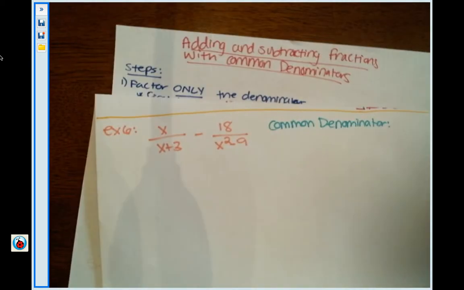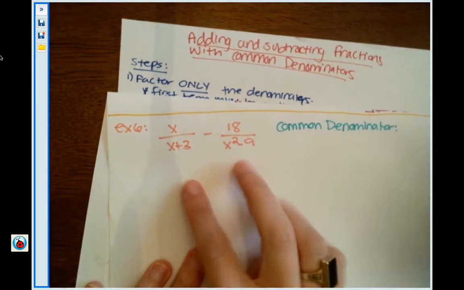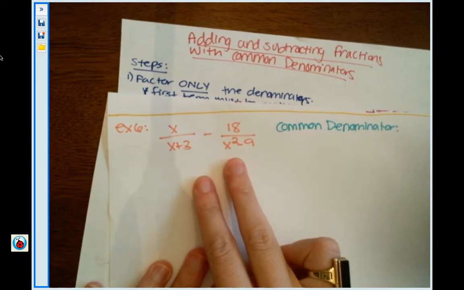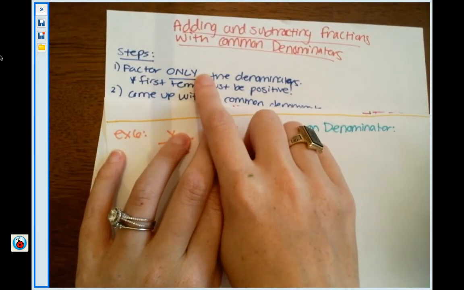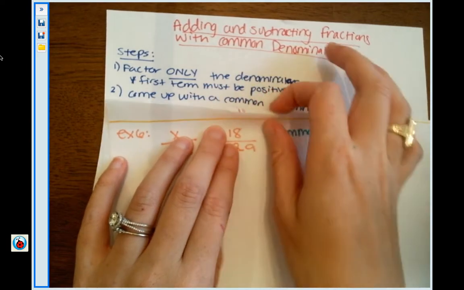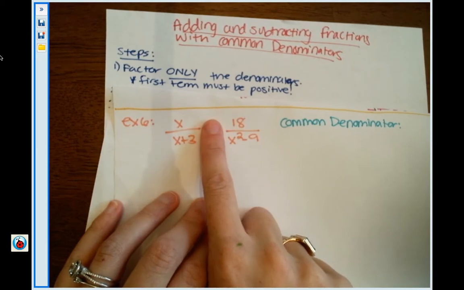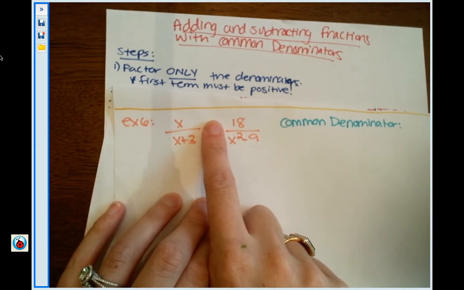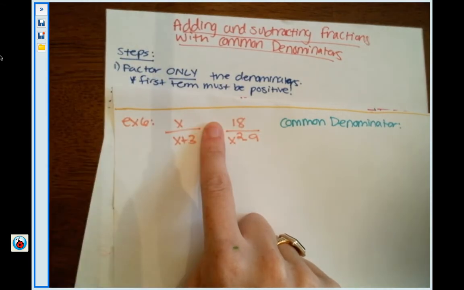Okay, so from here, we have a fraction with denominators that are not the same. So we got to go through these steps. First step, factor only the denominators and make sure the first term is positive, which all my first terms are positive. Again, we ignore the minus sign when we say that because it's minus the entire thing. Okay, so all my first terms are positive, so yay.